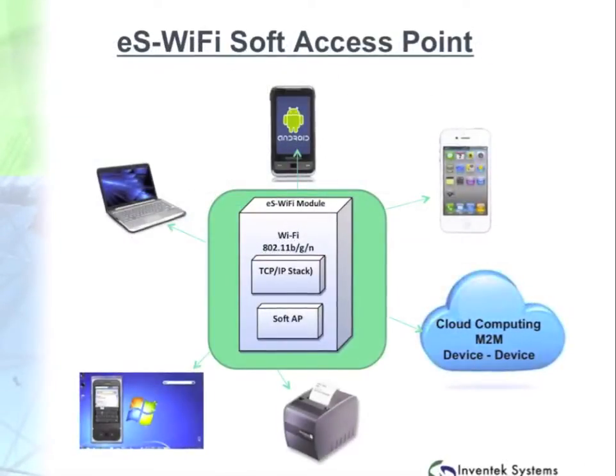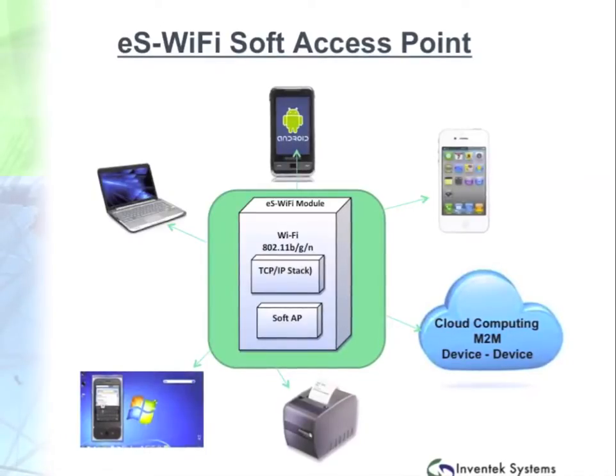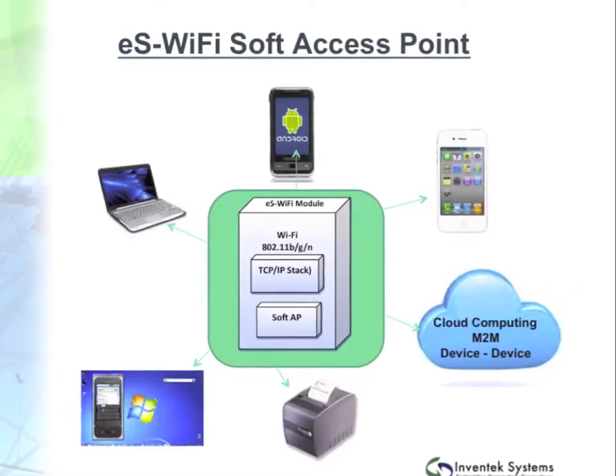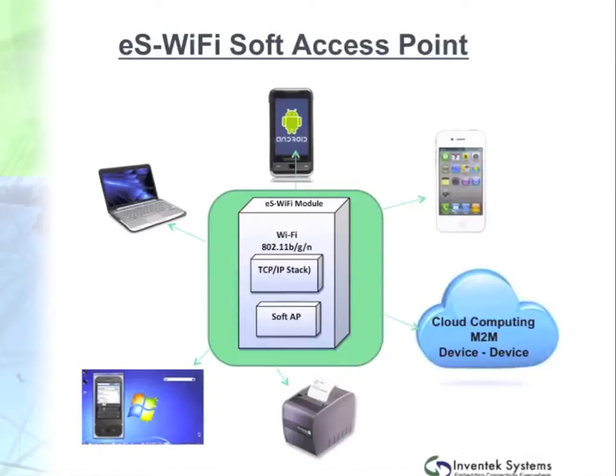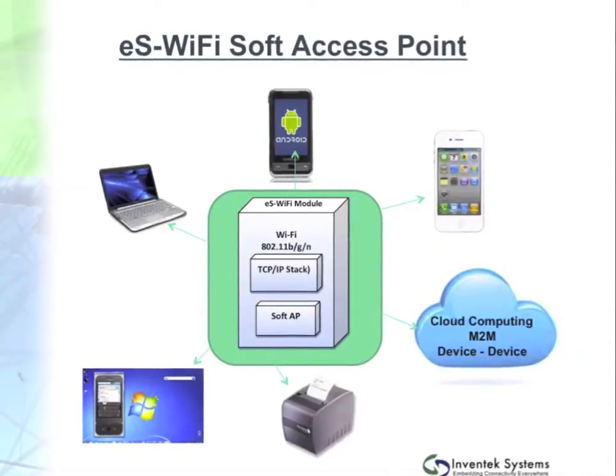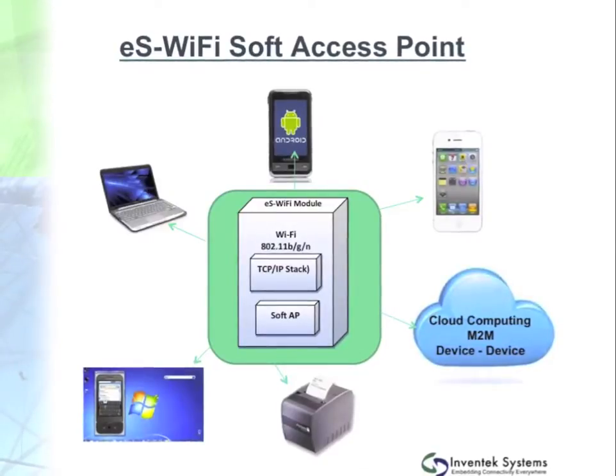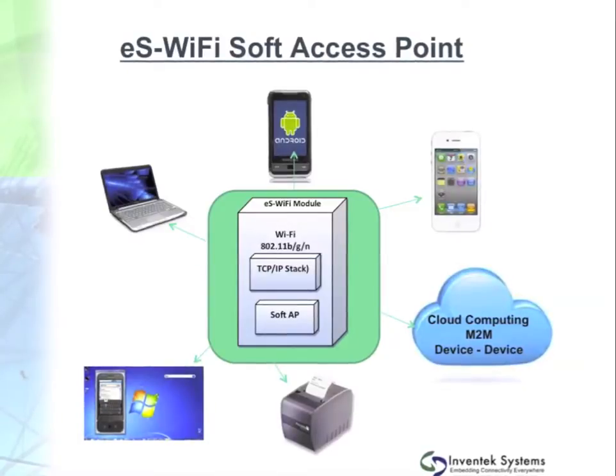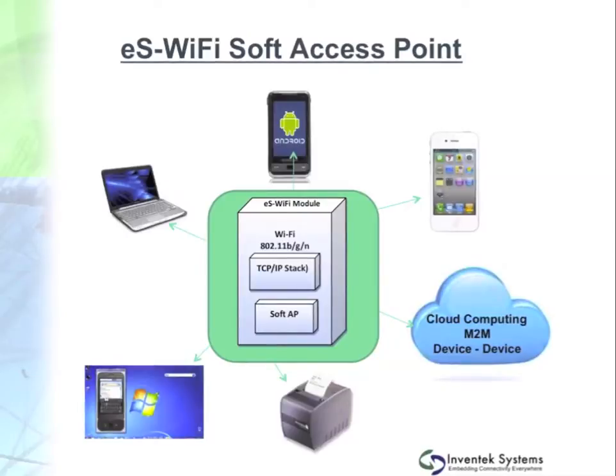Now on to the discussion about the eS-WiFi Soft Access Point mode. The Inventek Systems eS-WiFi modules are offered with a complete TCP/IP stack and require only a simple AT command over the USB, UART, or SPI interface to communicate with the module. In a typical embedded application, a simple 8-bit, 16-bit, or 32-bit microcontroller can be used to send the AT command to initiate a soft access point. Once the access point is started, other devices or users can join the network and be connected as a client on that network.